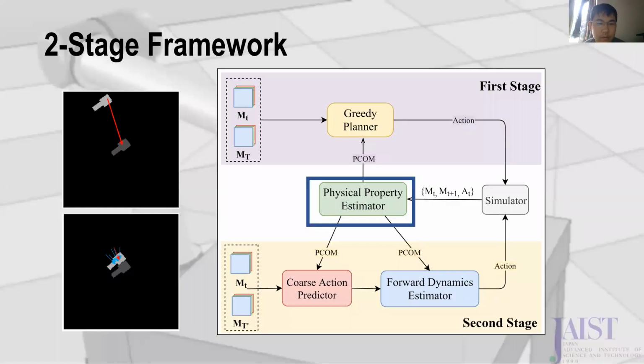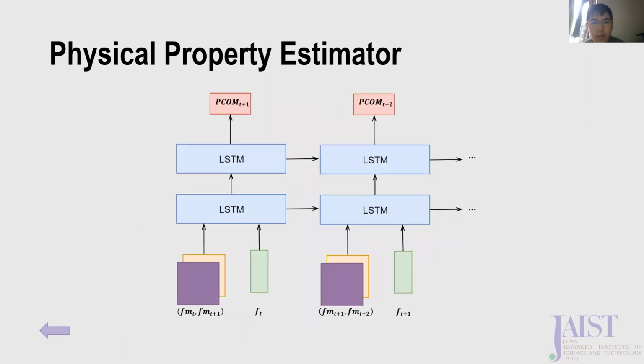And for the physical property estimator, we utilize a recurrent neural network, which has two layers of LSTM. The input is two successive feature maps extracted from the input images, and FT represents the VCOM and the action. The output is the estimated current PCOM.